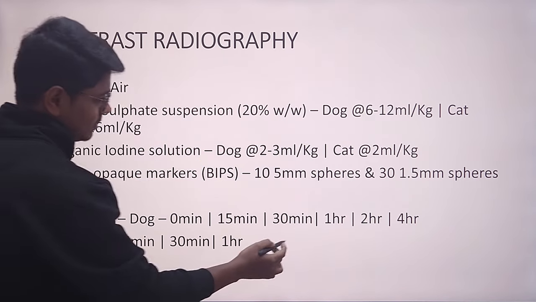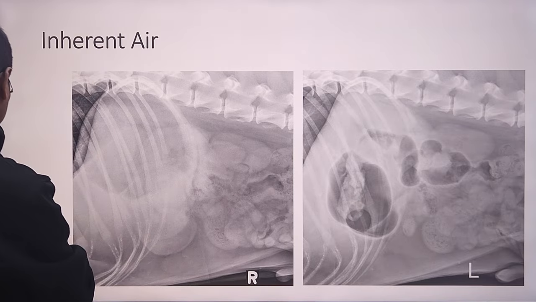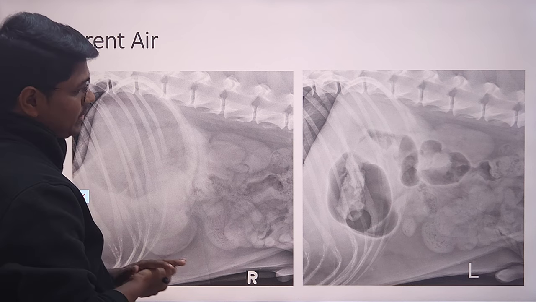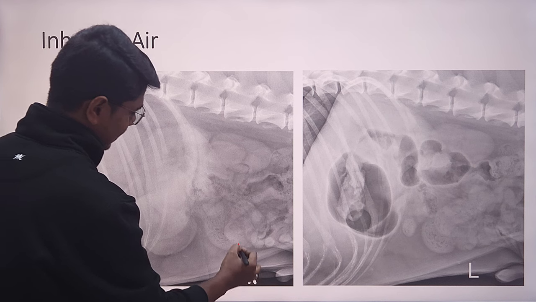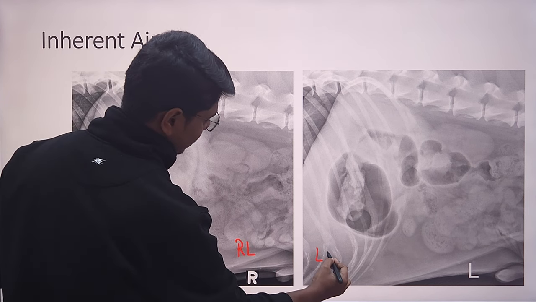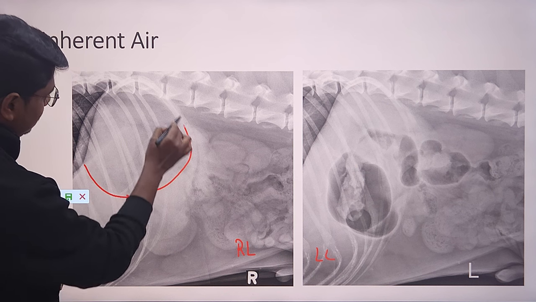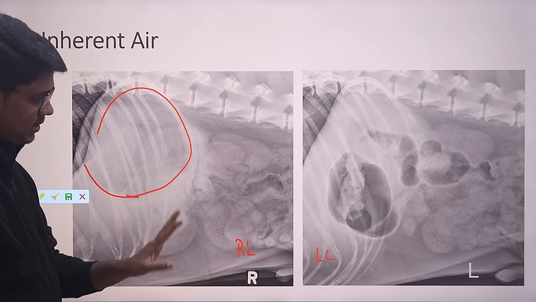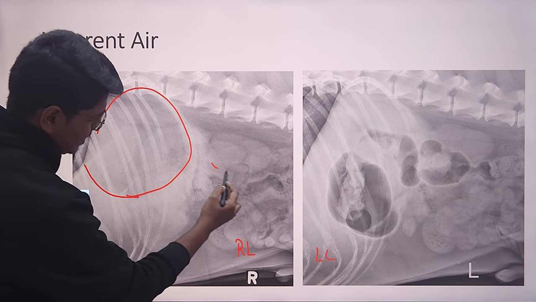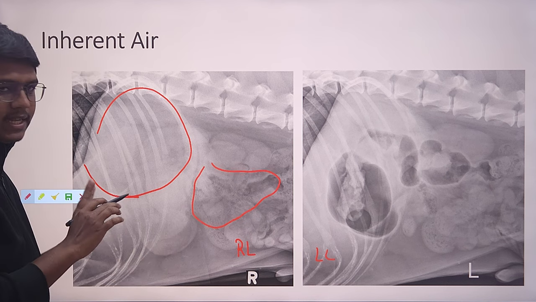Let us see some X-rays. Theory is theory, let us see some practicals also. So, how inherent air can help diagnose. See, this is the right lateral view. This is the left lateral view. In this right lateral view, the fundus contains gas. Apart from this, there is no other pathology you can appreciate. Though there is some mottled appearance in this particular region, it is not that clear.